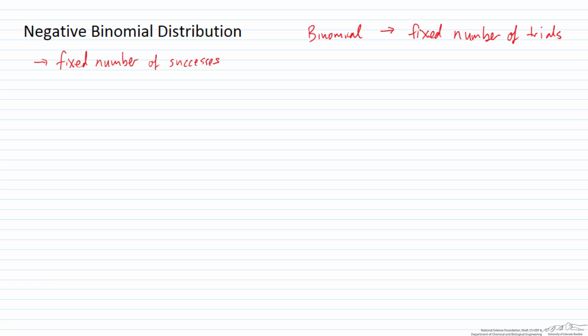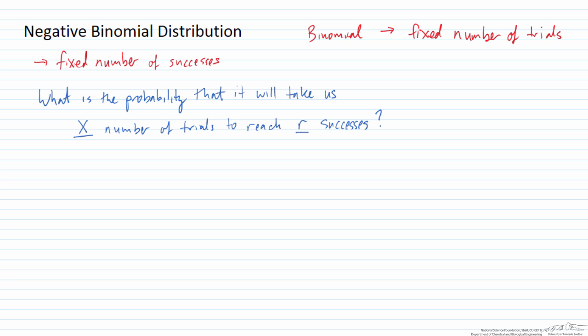and what we're trying to do is answer the following question. What is the probability that it will take us X trials to reach our R successes? And remember that this is provided. So that's what we're trying to answer with the negative binomial distribution.